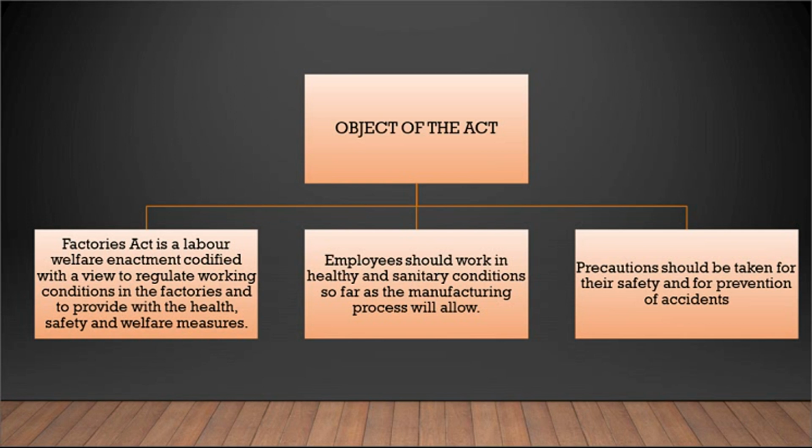And the third object of the Act is precautions should be taken for their safety and for prevention of accidents. So, since a lot of factories have dangerous machinery, have very heavy machinery, have hazardous processes where the worker is more vulnerable to accidents, is more exposed to accidents and occupational diseases, sufficient precautions and preventive measures should be taken to protect them against these accidents, possible accidents, and occupational hazards.